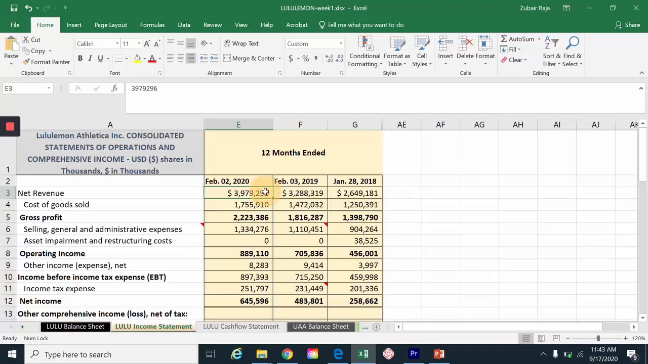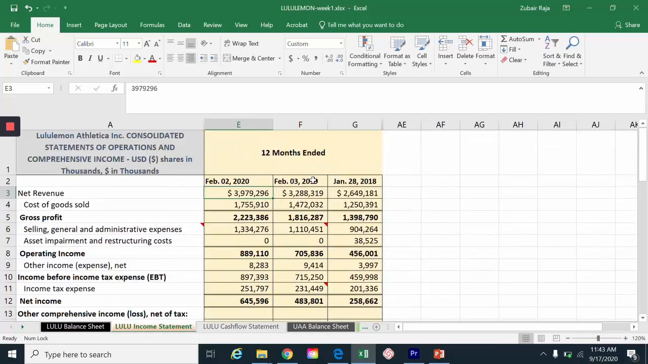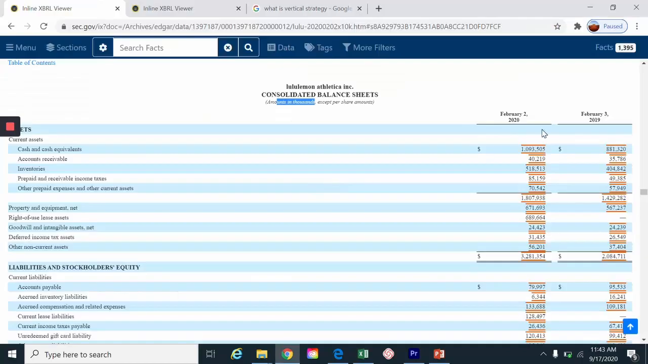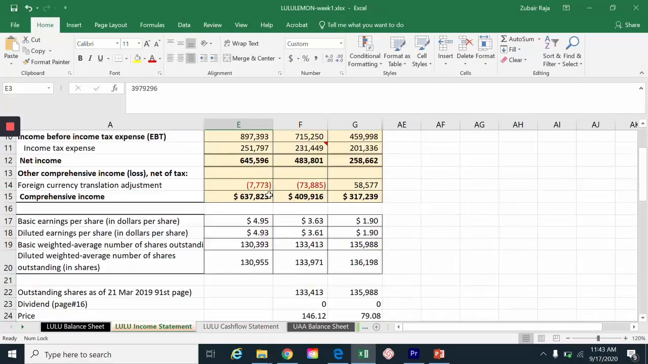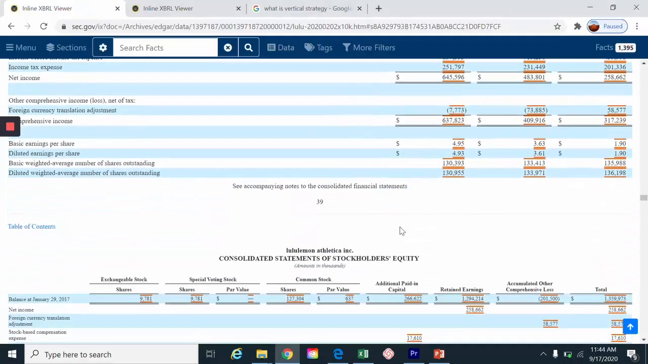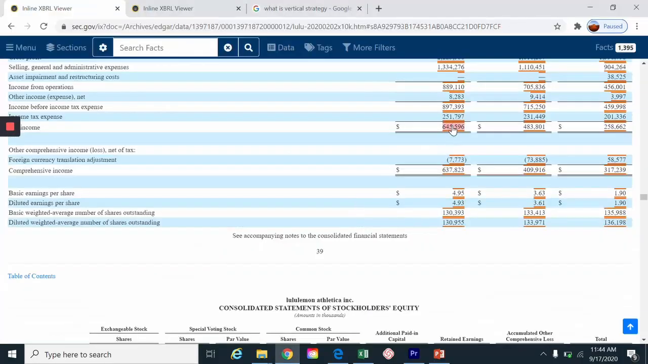3,979,296, but these numbers are actually in thousands, right? So in the same way, we have the reports or the numbers for the other years as well, and these numbers are coming from here, from the 10-K, 3,997,000. You can see the total revenue earned in the whole fiscal year of 2019, which is mentioned over here as well, right? And this is the comprehensive statement over here, and sorry, this is the net income, 645,596, which is the same thing over here.